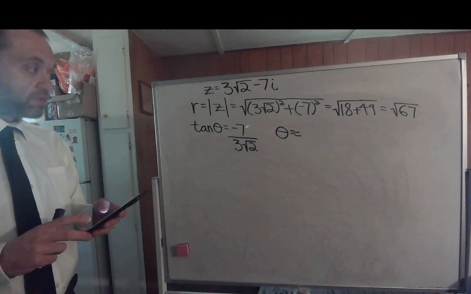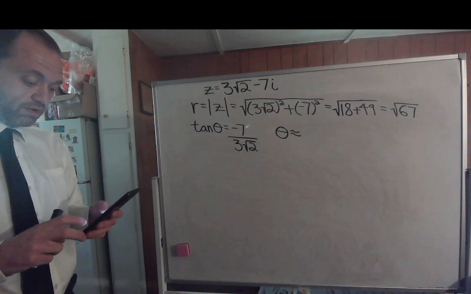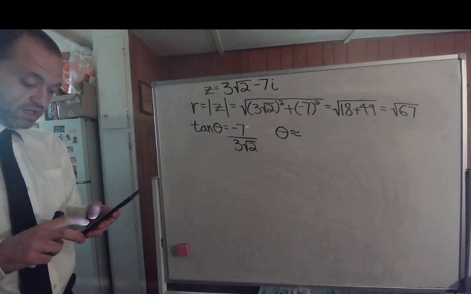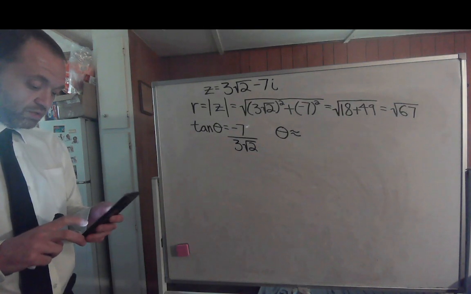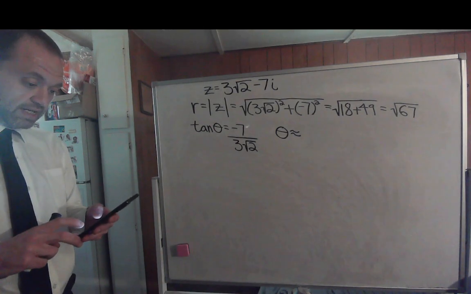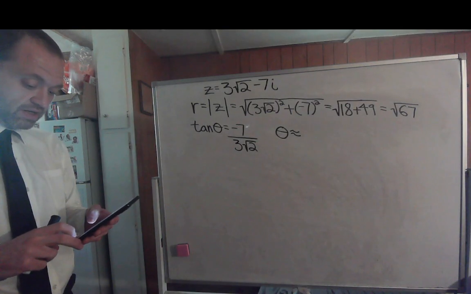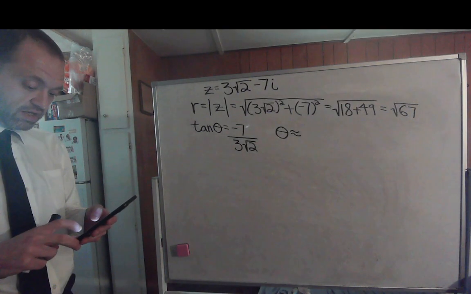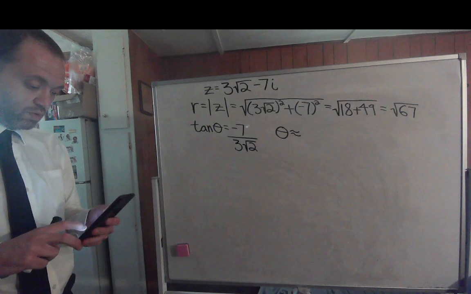So take the inverse tangent of, well, no, why don't we do this first. 3 times the square root of 2, take negative 7, come on, cooperate with me.